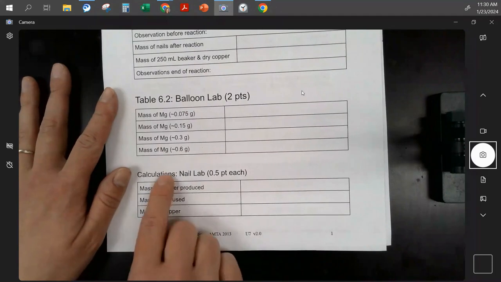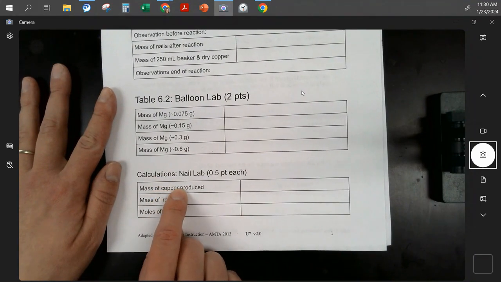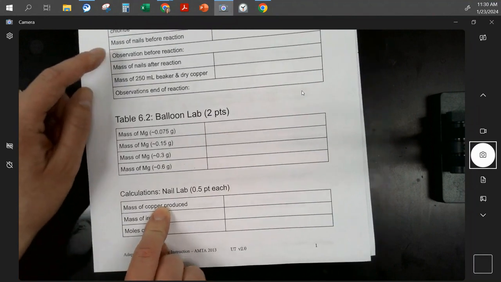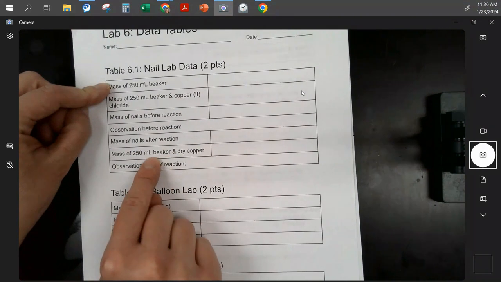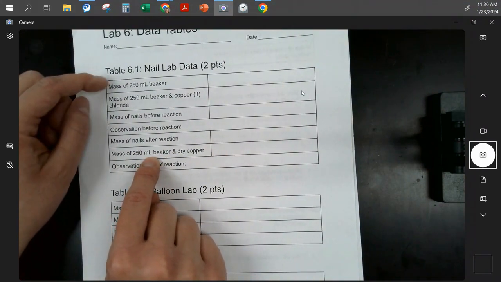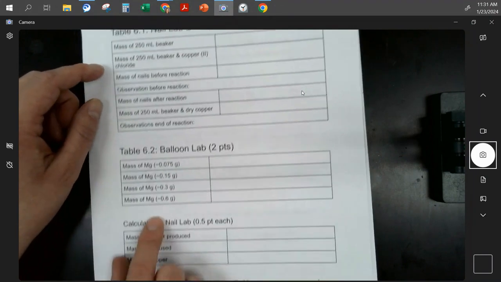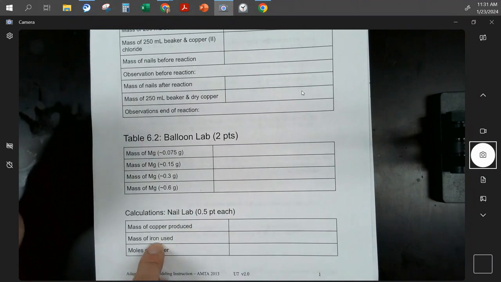Okay, so we're looking for the mass of copper produced. Hopefully you've already done this, but you're going to take the mass of the dry copper and the mass of the beaker, which is what you should have measured today. You're going to subtract off the beaker mass, so hopefully you used the same beaker, and that will be the mass of the copper produced.